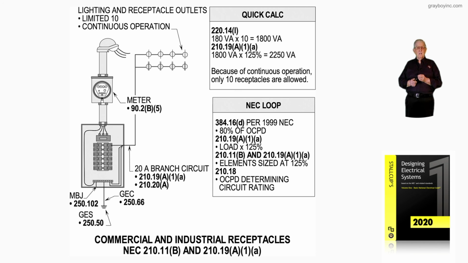16 amps. Now, Figure 11-4(b) is illustrating commercial and industrial receptacles and how they would be calculated in accordance with 210.11(B) as in boy, and applying the continuous or non-continuous operation rule of 210.19(A)(1)(a).